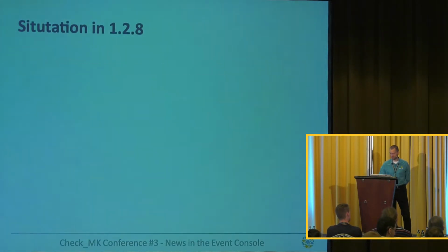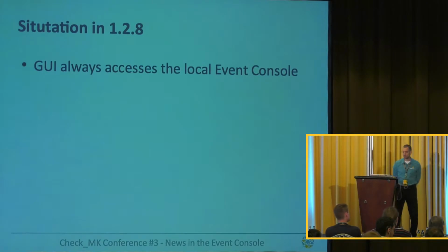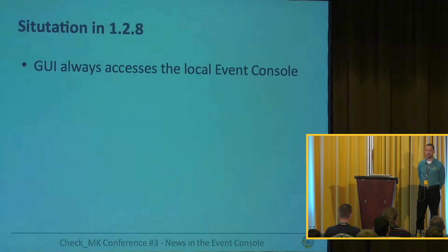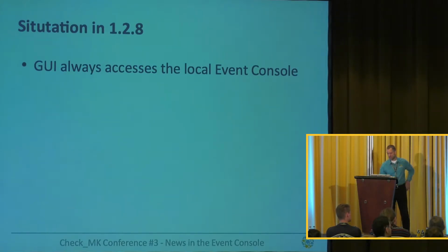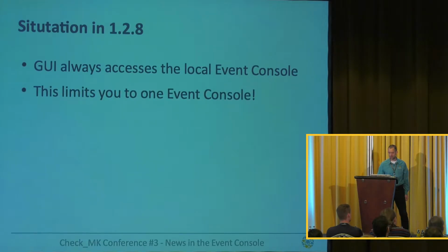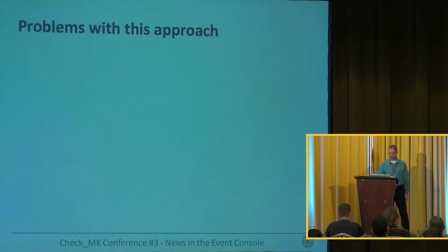Okay, situation one, two, three, that's the following. In the GUI, you can see events, and that's always accessing the local event console. So that works pretty well, but not if the event console is running on a different computer. So for distributed monitoring, you're forced to really have the event console on the master server. And of course, that also means that you can only have one, so that limits you. Otherwise, you don't have access to the GUI.